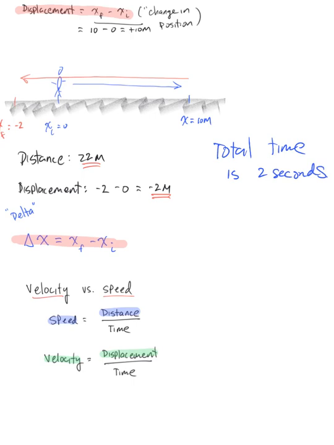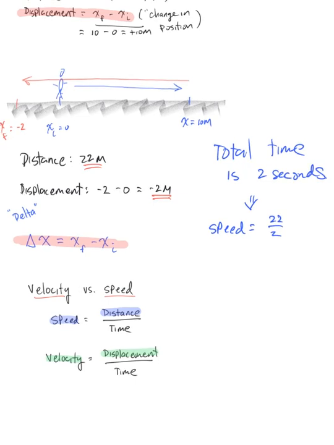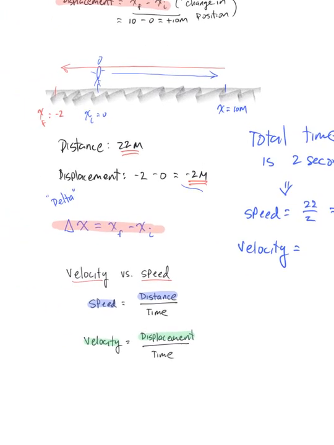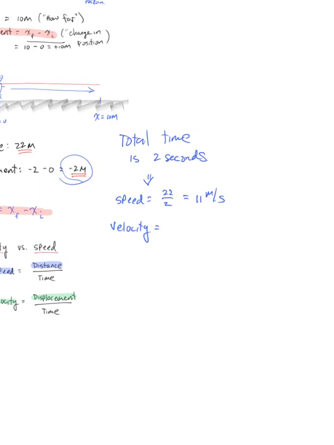Okay, so if it takes 2 seconds, then what I could say is that the speed then, what would that mean? That would mean that the speed is distance over time. That would be 22 over 2. And what does that mean? Well, 22 over 2 would be 11 meters per second. Okay, whereas the velocity, what would the velocity be? Well, that's the displacement over the time, and the displacement we said was -2 meters, so it would be -2 over 2, which is -1 meter per second.